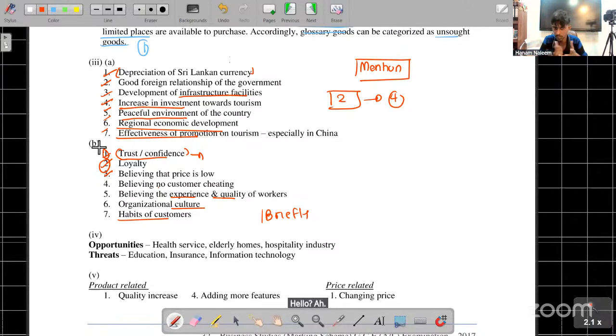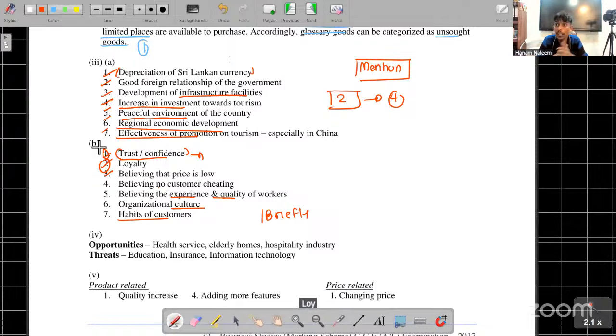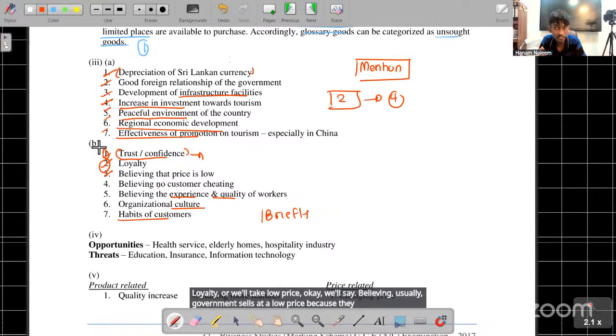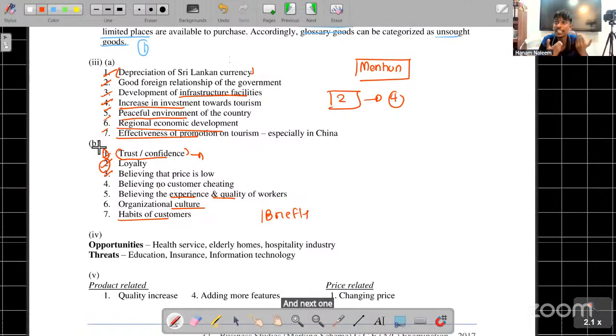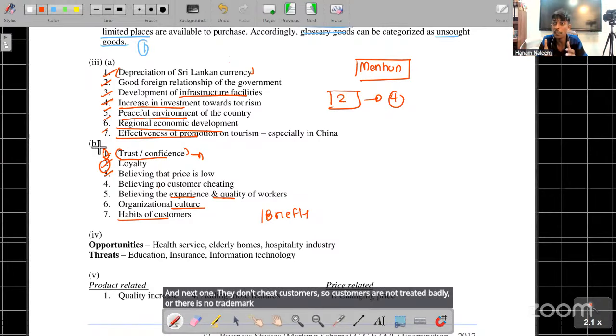Simple. We can say increase in the consumer's trust since it is provided by the government. Loyalty, or we'll take low price. Okay, we'll say believing usually government sells at a low price because their motive is social welfare. And next one, they don't cheat customers or customers are not treated badly or there is no trade malpractices because government acts for the people's welfare. People, I mean, they work for the country.